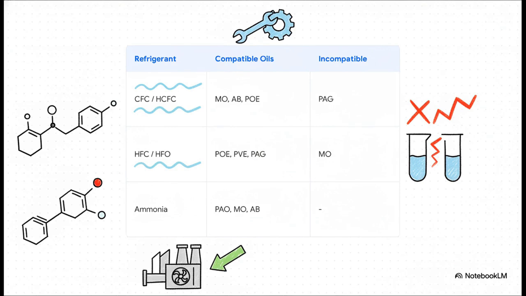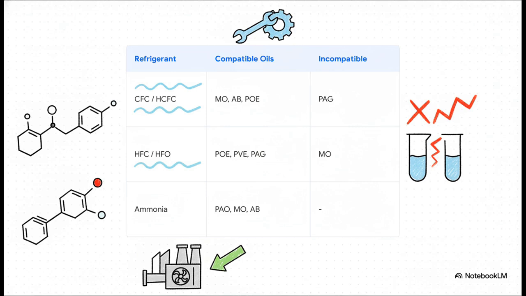This compatibility matrix right here, consider this your survival guide. If you're running CFCs or HCFCs, you stick strictly to mineral oil, alkyl benzene, or PoE. If you're working with modern HFCs or HFOs, you must use synthetics like PoE, PVE, or PAG. You just cannot use mineral oil with HFCs. They will immediately separate. And for those ammonia systems, PAO is your preferred go-to.